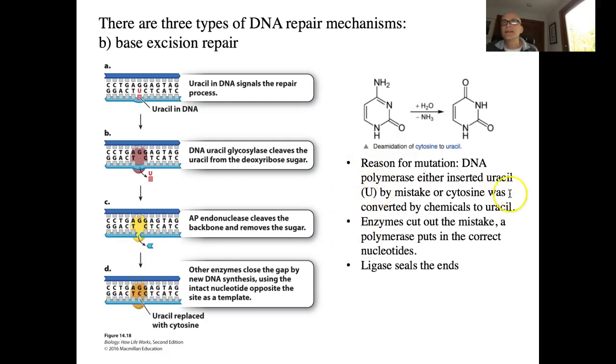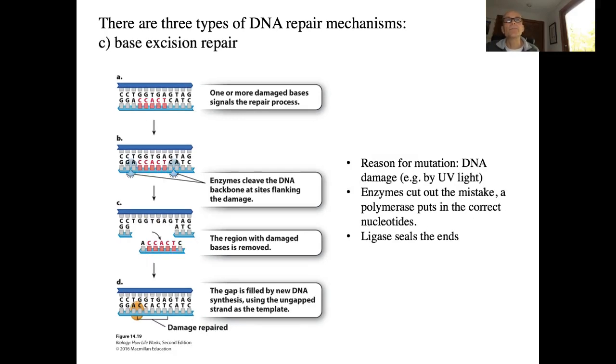So you see here that I write, the reason for the mutation is that the DNA polymerase either inserted uracil by mistake or cytosine was converted by chemicals to uracil. And now we have a set of enzymes that will fix this, ligase always being one of them at the end to complete the repair. And then the last one that we'll discuss, that's not the last one that exists, but the last one that we'll discuss in Bio 111 is the base excision repair.